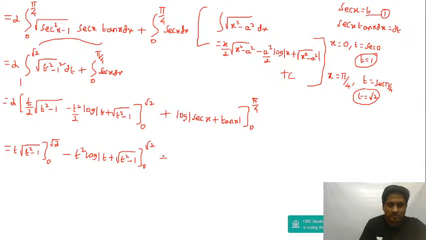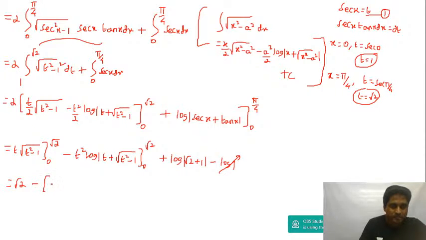Plus this will be equal to log of, if I substitute upper limit, you get root 2 plus 1, sec 45 is root 2, tan 45 is 1. And if I substitute lower limit 0, sec 0 is 1, tan 0 is 0, you get log 1. Anyways, log 1 to any base is 0. Now if you substitute upper limit, you will get root 2. And root of 2 square minus 1 will be 1 only. Minus into a bracket.